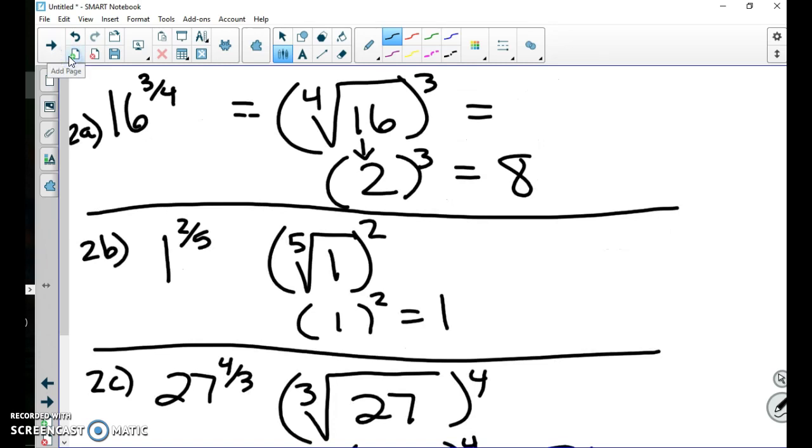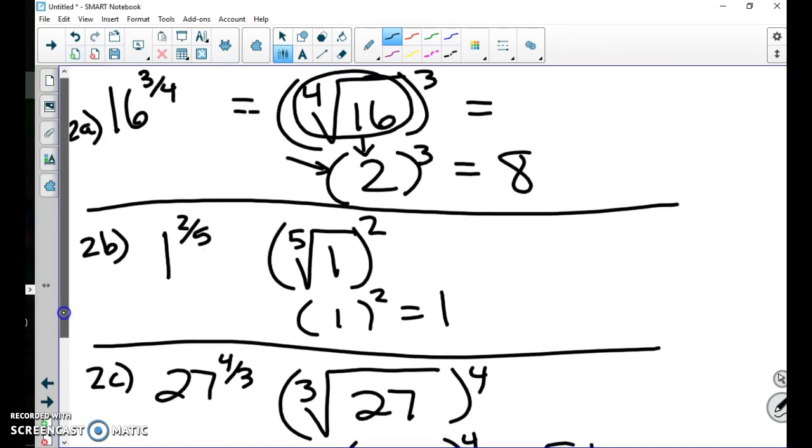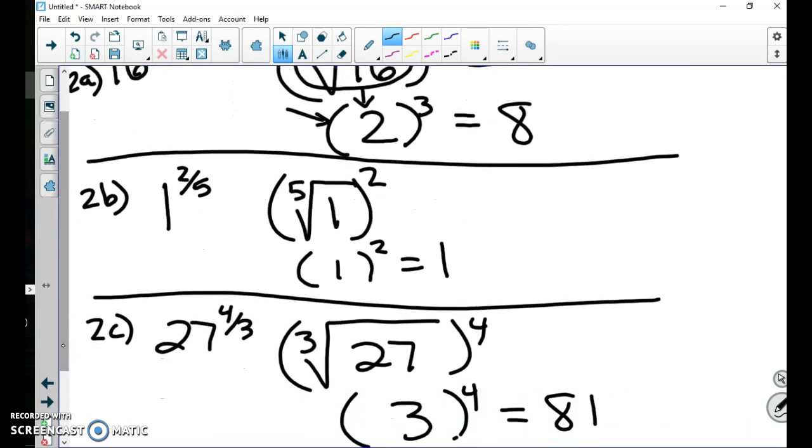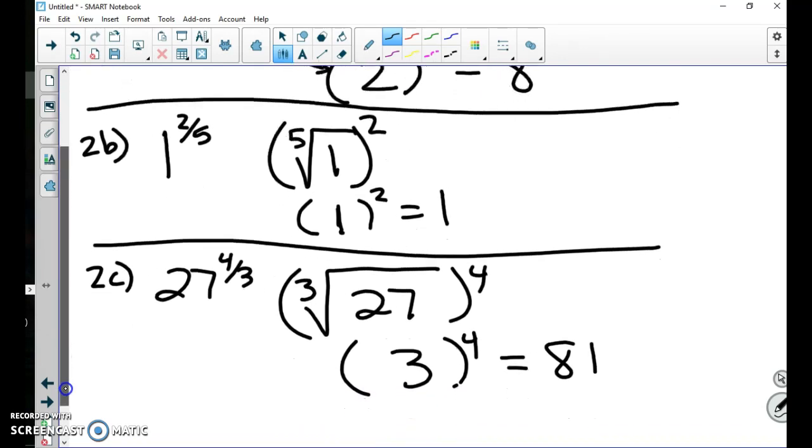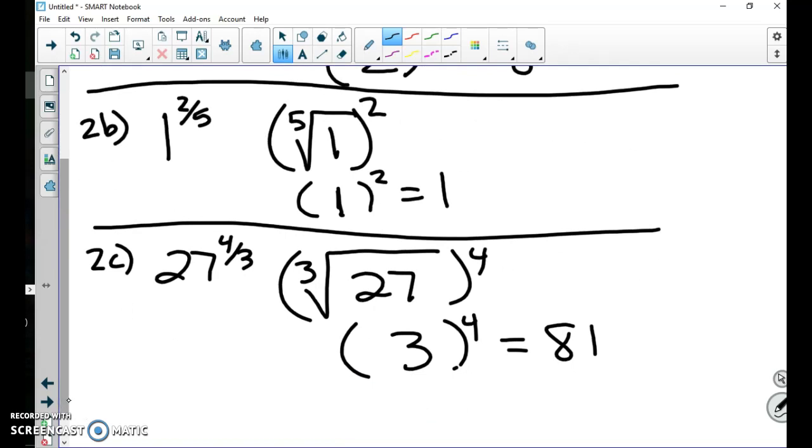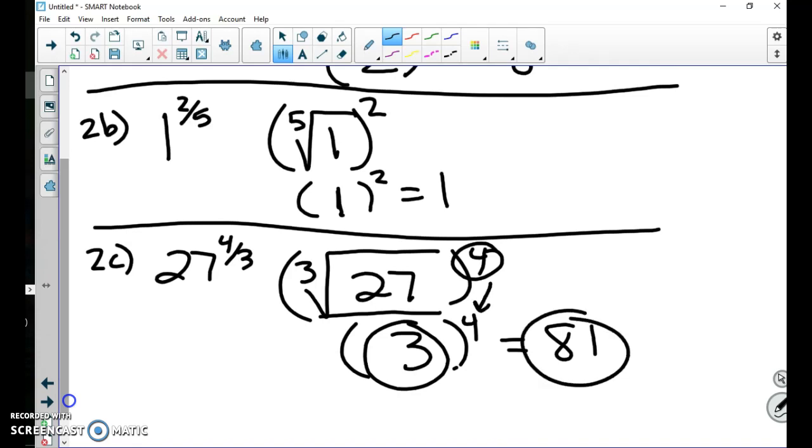So we can see, check it out, 2A, we've taken the 4th root of 16 first, giving us a solution of 2, and then we've cubed 2. 2 times 2 times 2 is 8. 2B, the 5th root of 1, what do I multiply by itself 5 times to get 1? The answer is 1. Any root of 1 is 1. We're going to square that and get 1 again. And 2C, 27 to the 4/3. We're taking the cube root of 27. The cube root of 27 is 3. And then we're raising that to the 4th power, getting a solution of 81.